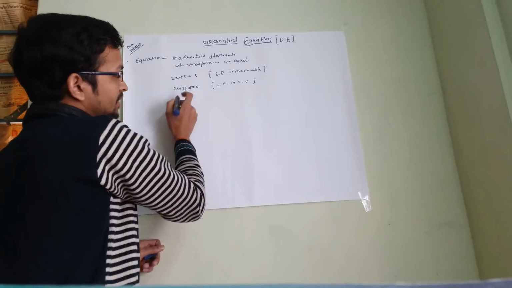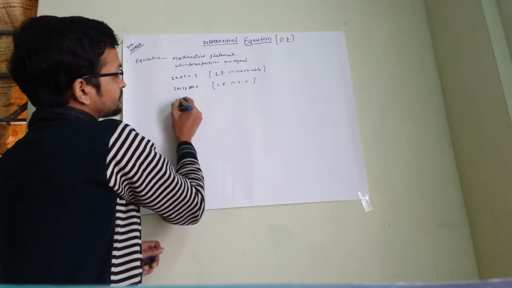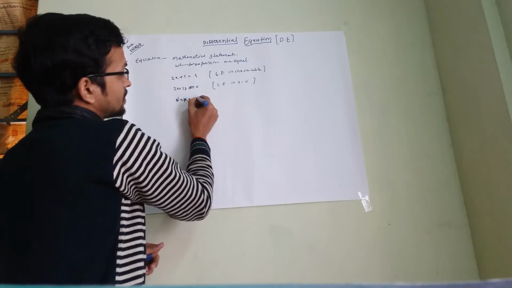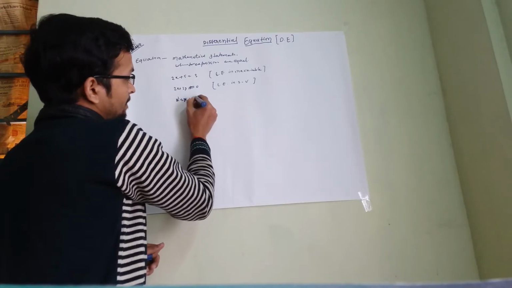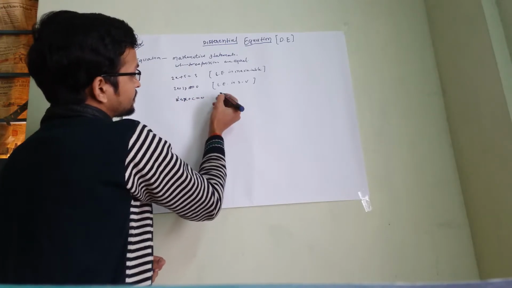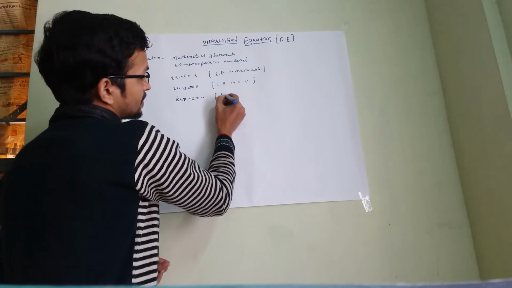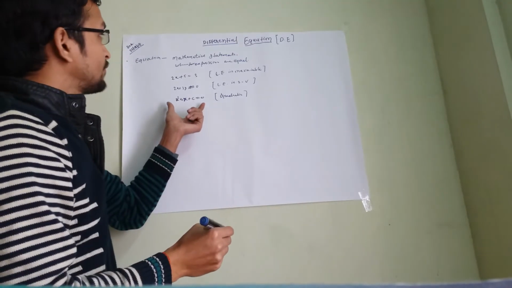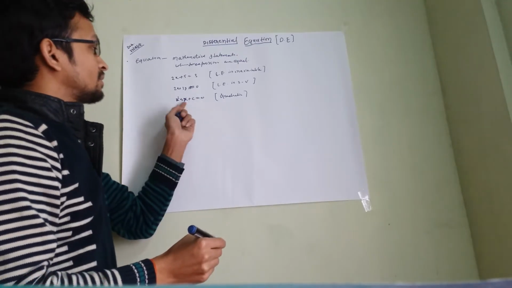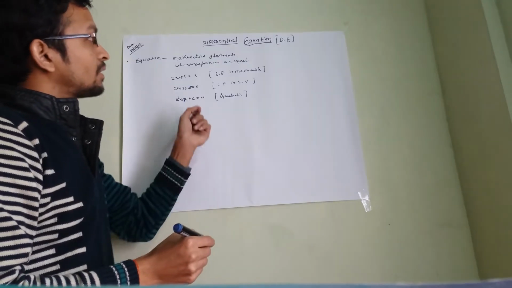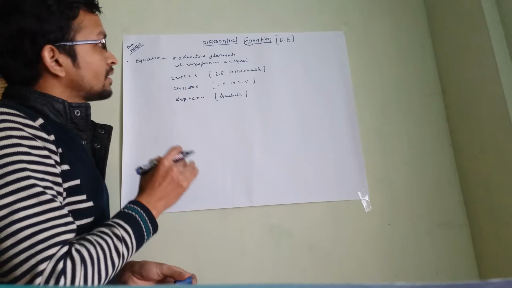In a similar way, you see x square plus 2x plus c is equal to 0. This is a quadratic equation. In a similar way, you find many equations called quadratic equation, cubic equation, biquadratic equation, and now we will know what a differential equation is.